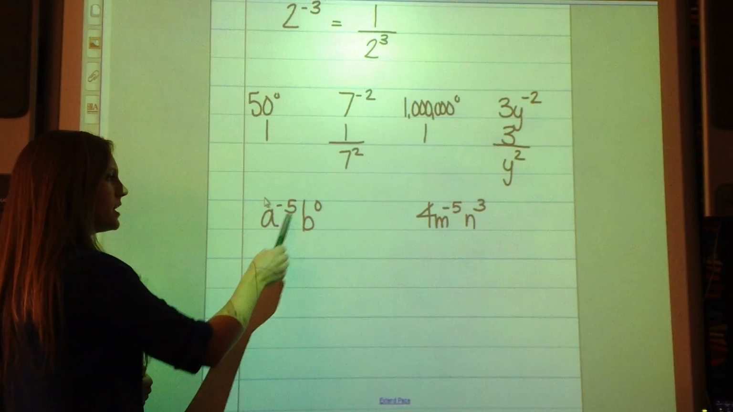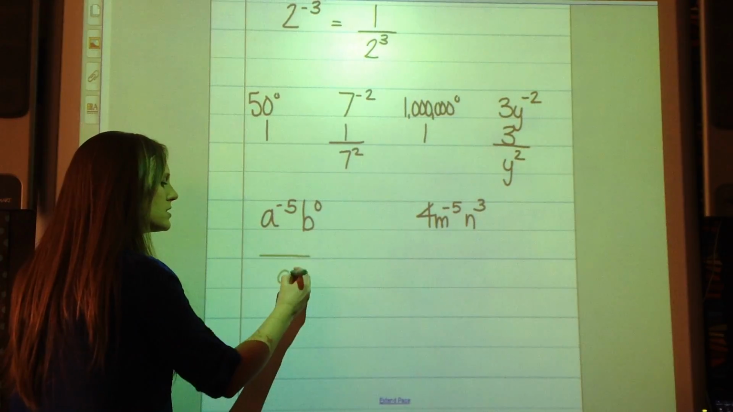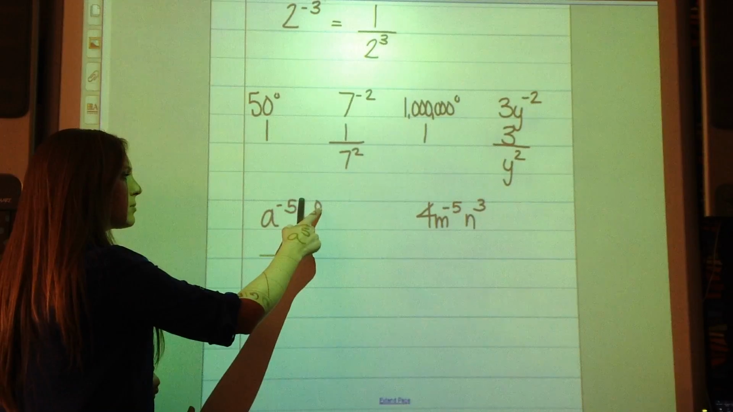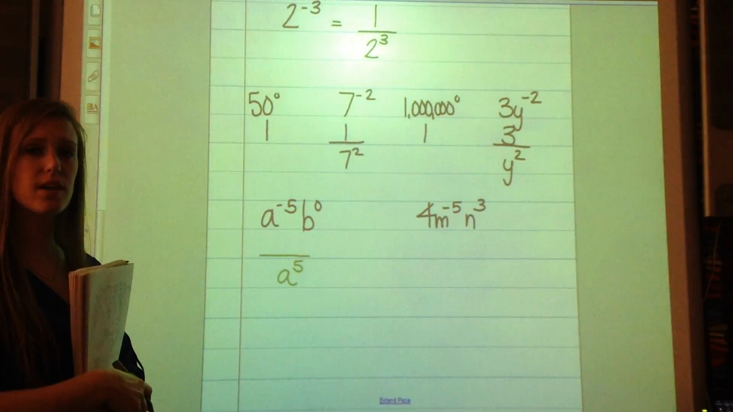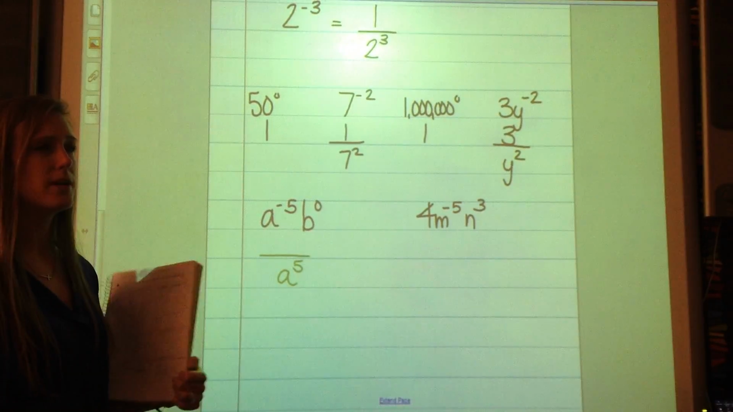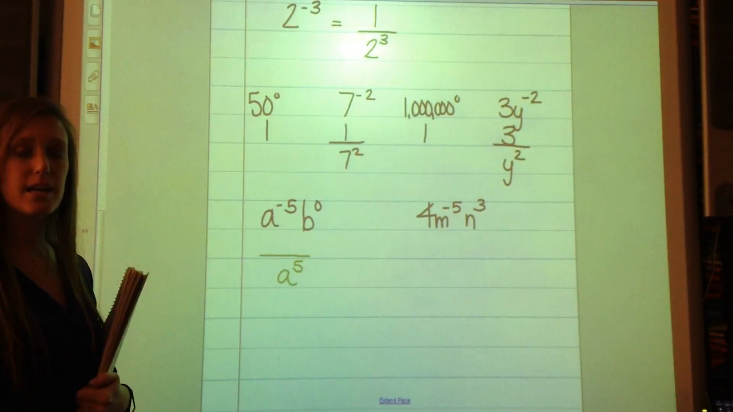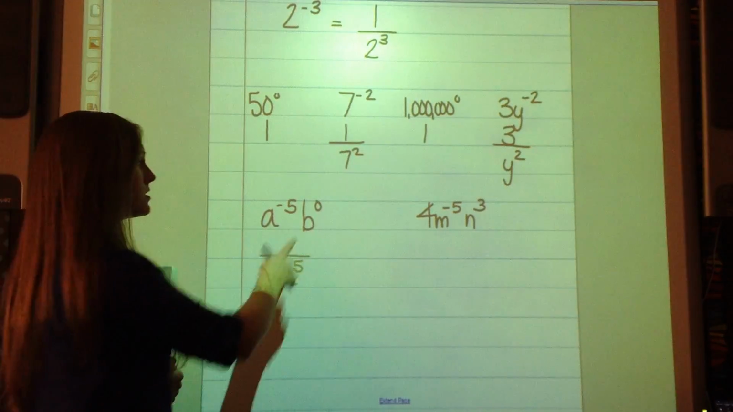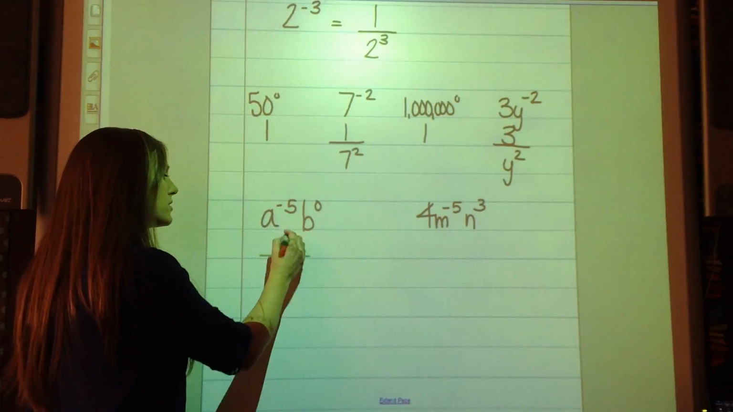So the a has a negative exponent that gets moved to the denominator. B, the power of 0, that's a positive exponent. Well, technically 0 is neither positive nor negative. But because it's not negative, you don't move it to the denominator, it stays in the numerator. And anything with a power of 0 is 1.